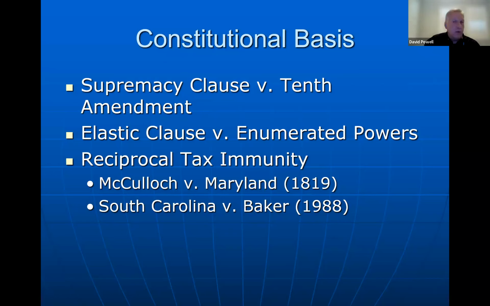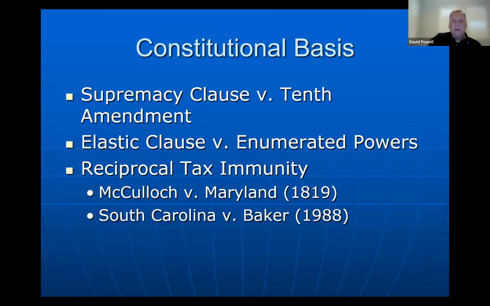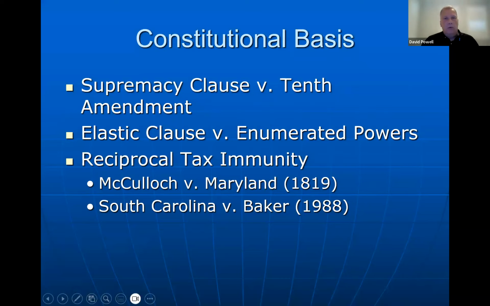The Supreme Court then reaffirmed the constitutionality of that two years later, in 1988, in the case of South Carolina versus Baker, which we also talked about a couple of weeks ago. The importance here is that as a result of the Tax Reform Act and South Carolina versus Baker, reciprocal tax immunity is no longer a hard and fast principle of American intergovernmental relations. Reciprocal tax immunity exists as far as Congress wants it to exist. In South Carolina versus Baker, the Supreme Court essentially said that Congress had the ability to decide if it wanted to tax state and local holdings. So that ball was placed in the court of Congress, and Congress had the ability to decide whether or not to completely get rid of reciprocal tax immunity.